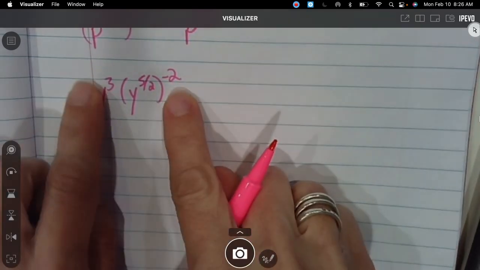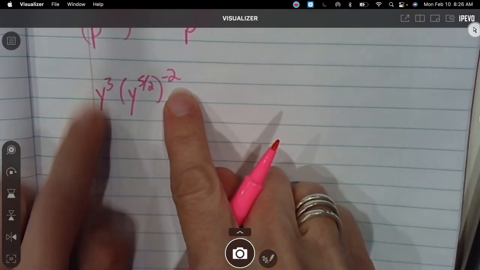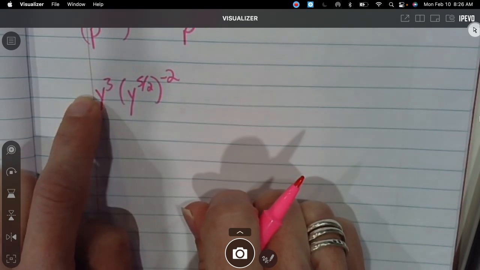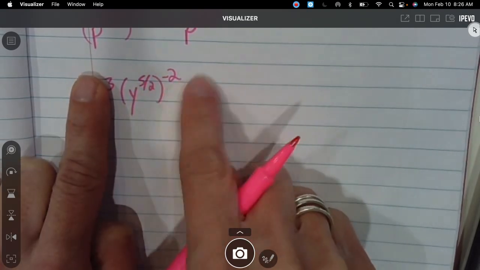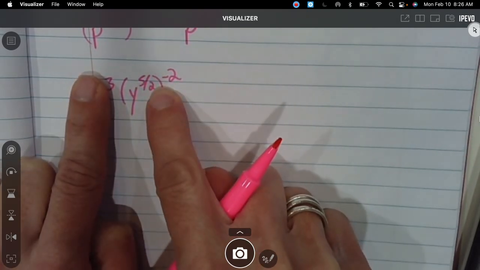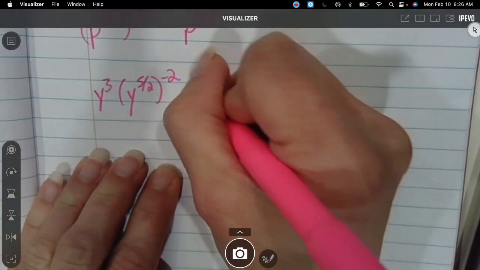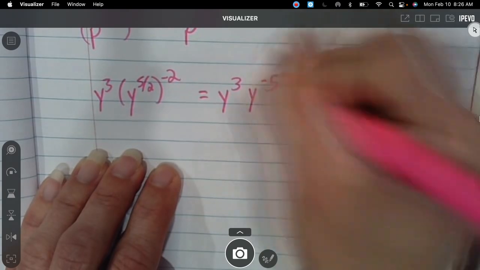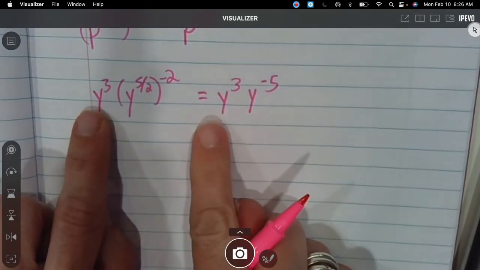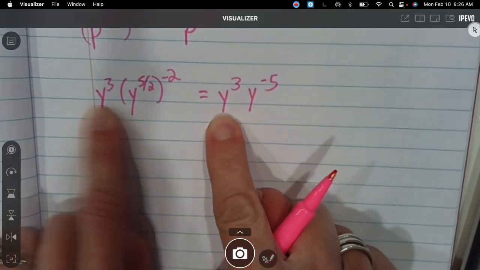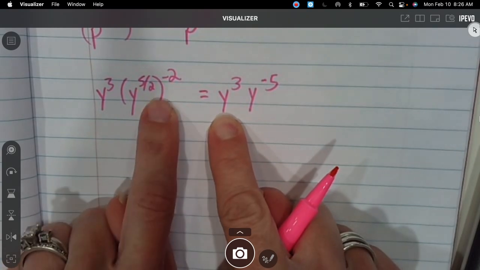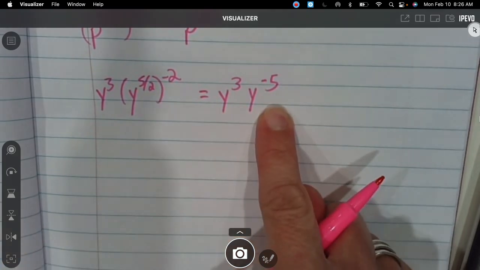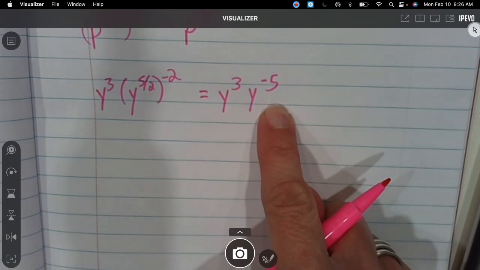Multiplying. I don't do anything with this y to the 3rd. Do y'all see that? I'm going to leave it here for now, and I'm going to multiply this. What is 5/2 times -2? -5. So I'm going to put y to the -5. Does everybody understand? I just brought my y to the 3rd over, and I multiplied those two numbers, and it gave me -5. If you don't believe me, put it in your calculator, okay?